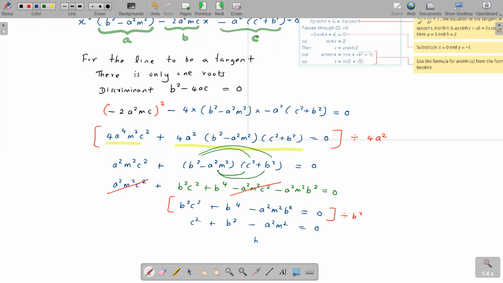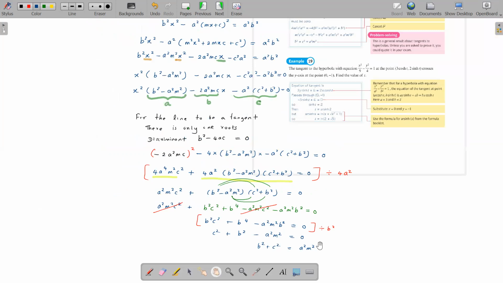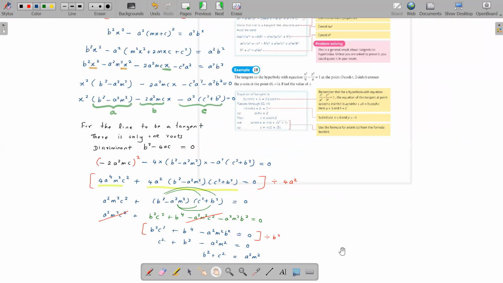So this is actually what we wanted to show, right? b square plus c square equals a square m square. Isn't this what we wanted to show? So if the line y equals mx plus c is a tangent to the ellipse, then it must satisfy the condition b square plus c square equals a square m square. Okay, so this is a similar proof to what we did for ellipses as well.